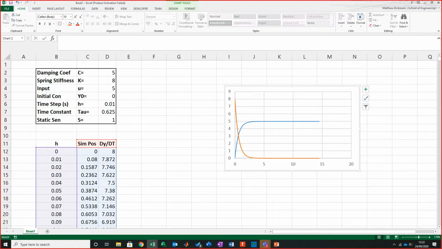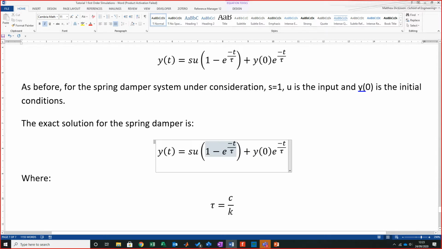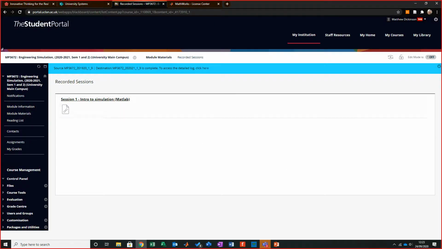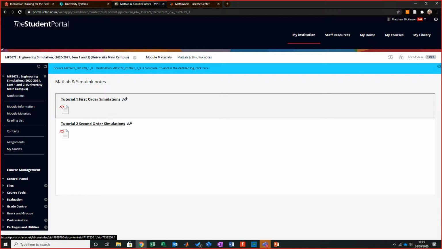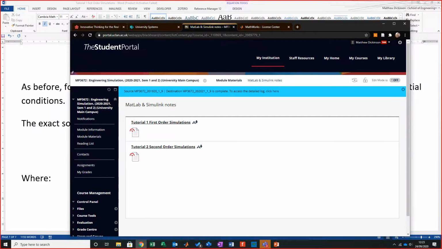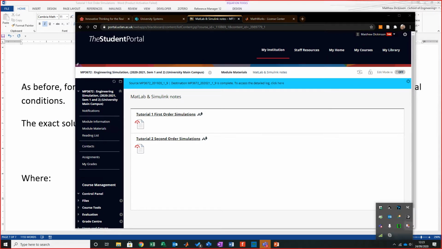So as I said, I'm going to give you 15 minutes and counting to actually get this together. If you're looking for these notes, they're on Blackboard, under Module Material, MATLAB and Simulink Notes, Tutorial 1, First Order System. So have a go, and we'll give it 15 minutes and then we're going to come back to it. If anybody wants to physically ask questions, you're more than welcome to. I'm just going to pause the recording.